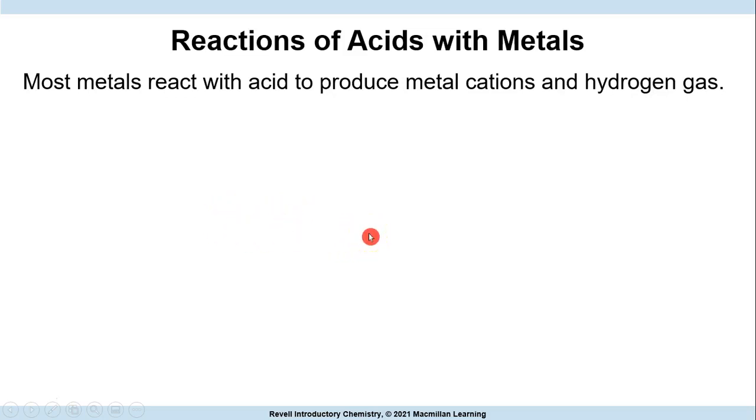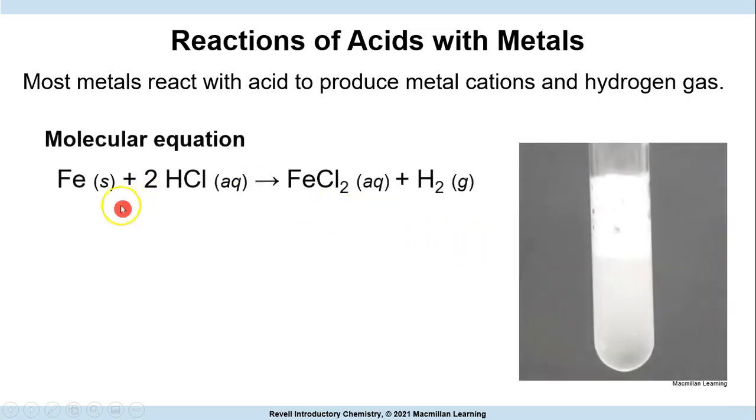Now, the second type of reaction that we are going to see, the first one was the neutralization reactions. The second reaction that we are going to see are the reactions of the acids with metals. Now, most metals will react with acids to produce metal cations and hydrogen gas that is always given off. So when metals react with acids, you will always see a fizzing sound, which is the hydrogen gas given off. So the molecular equation here for the reaction of iron with hydrochloric acid, this is a balanced equation.